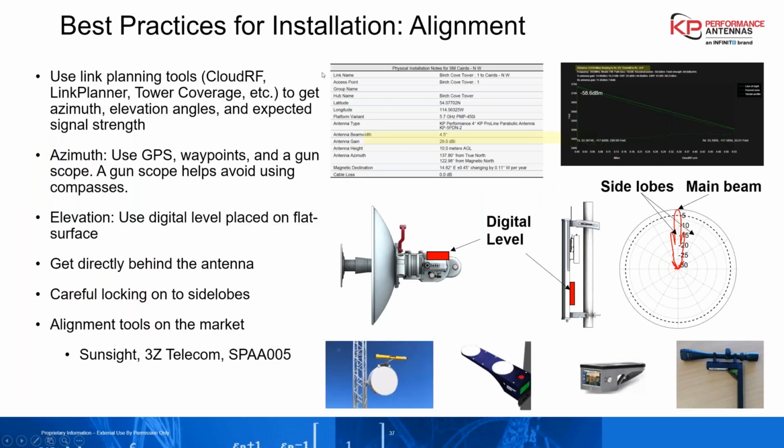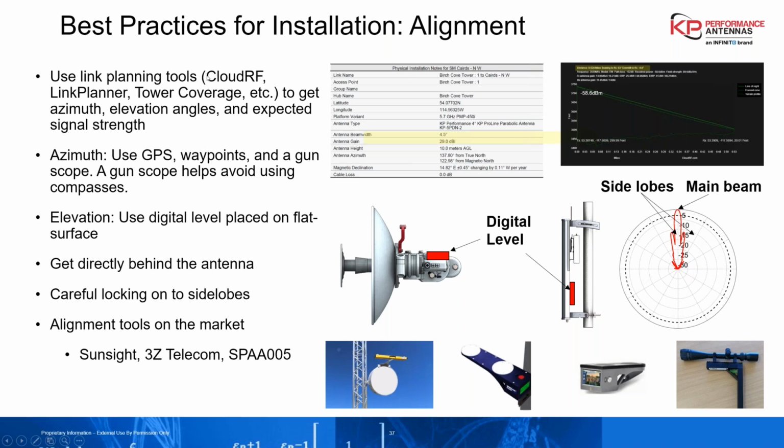Now, this is something a little bit easier to give help on. It is really the best practices for alignment and installation. So one of the first things I can tell you guys is make sure you're using your link planning tools as much as you can. A lot of people will just try to wing it, which is totally fine. Just be expected that you might have to climb that tower maybe 2 or 3 times.